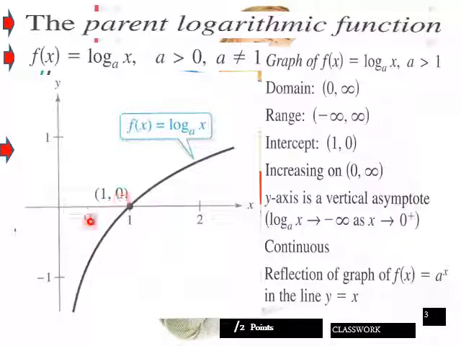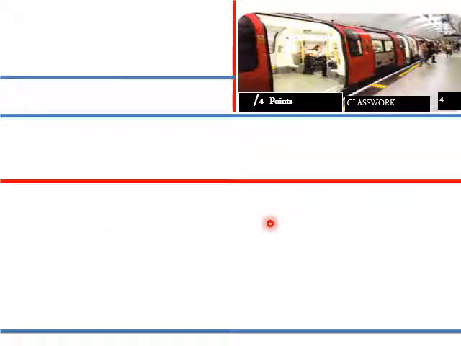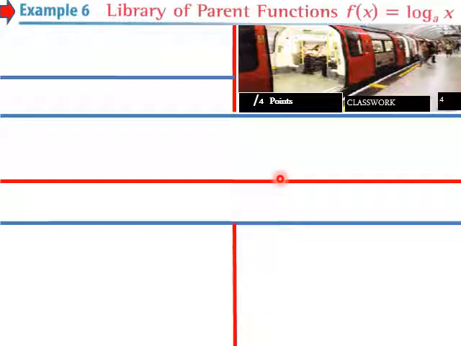C positive 0. So as this goes down this way, it goes to negative infinity. It is continuous. And then the reflection of the graph of f of x equals a to the x power, or the line y reflected in the line y equals x. So let's get into another example displaying this.